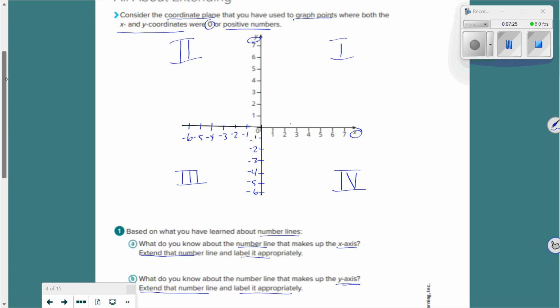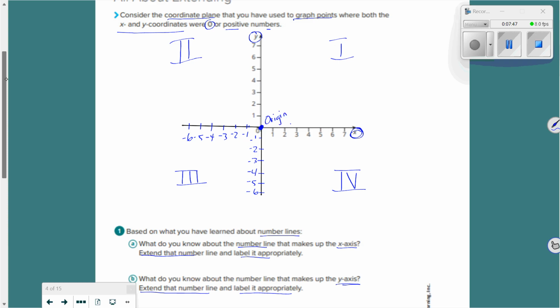You have 2 other major pieces. That is your x-axis and your y-axis. So those 6 pieces kind of make up your coordinate plane. The one last piece that we don't have is your origin. Your origin is that point right here in the middle.